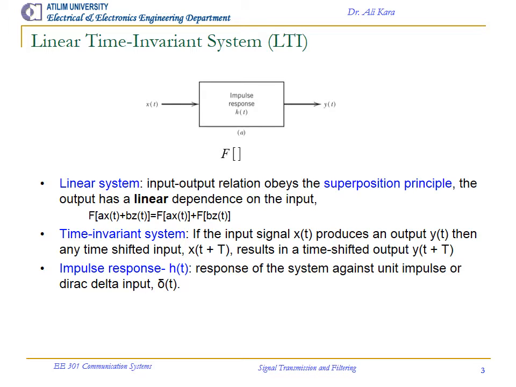Time invariant system. If the input signal x of t produces an output y of t, then any time-shifted input, x of t plus capital T, results in a time-shifted output, y of t plus capital T. Impulse response, h of t: the response of the system to a unit impulse or Dirac delta input is h of t.